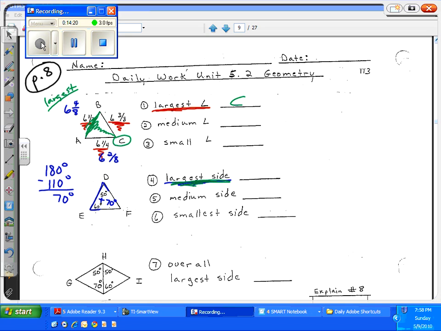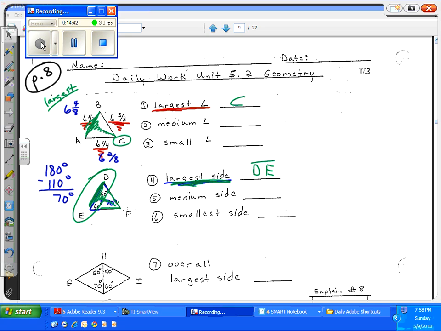We're looking for the largest side. It's going to be opposite the largest angle. The largest angle is 70. And so the largest side is going to be what's opposite it. And what's opposite it is DE. And so the largest side would be side DE.